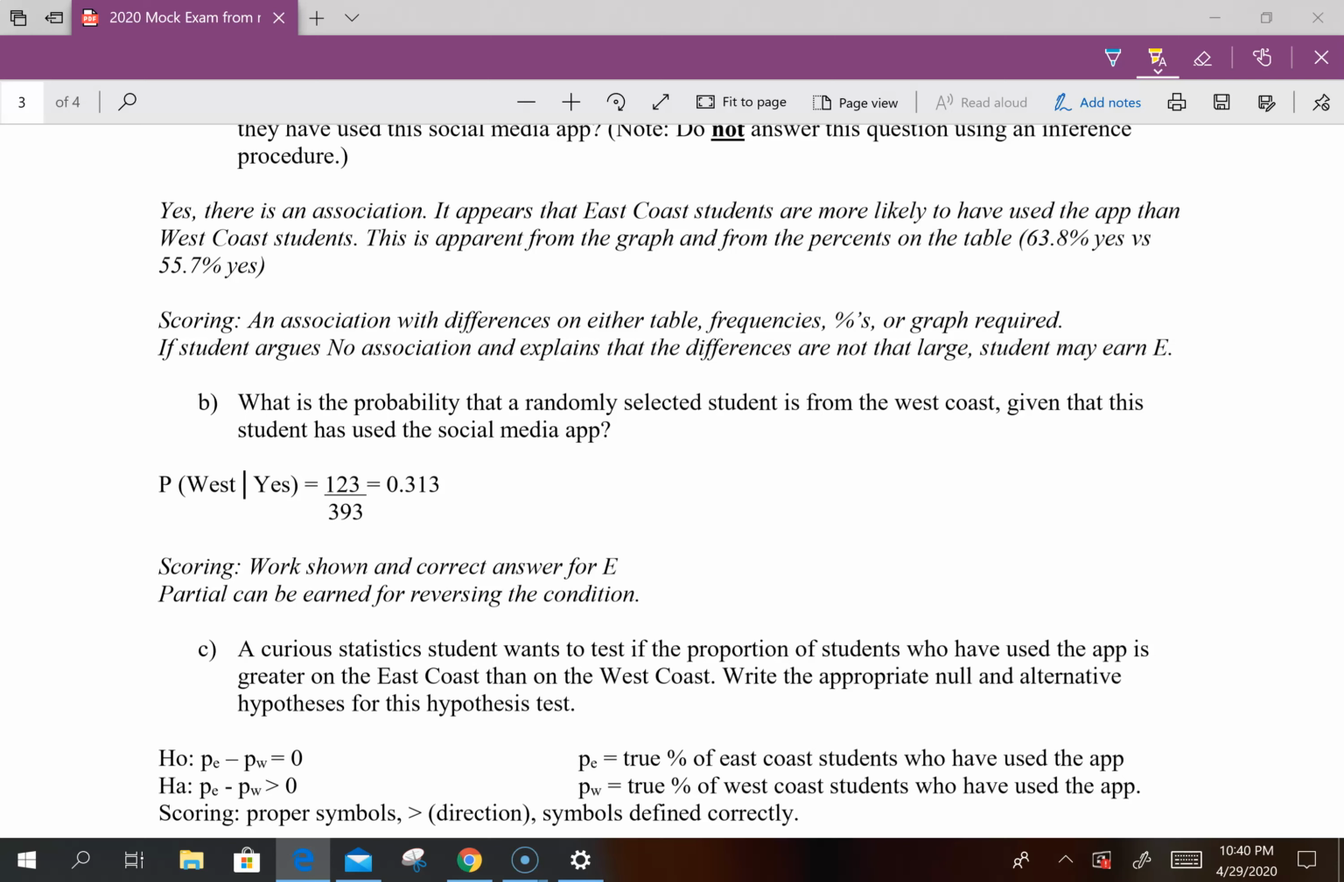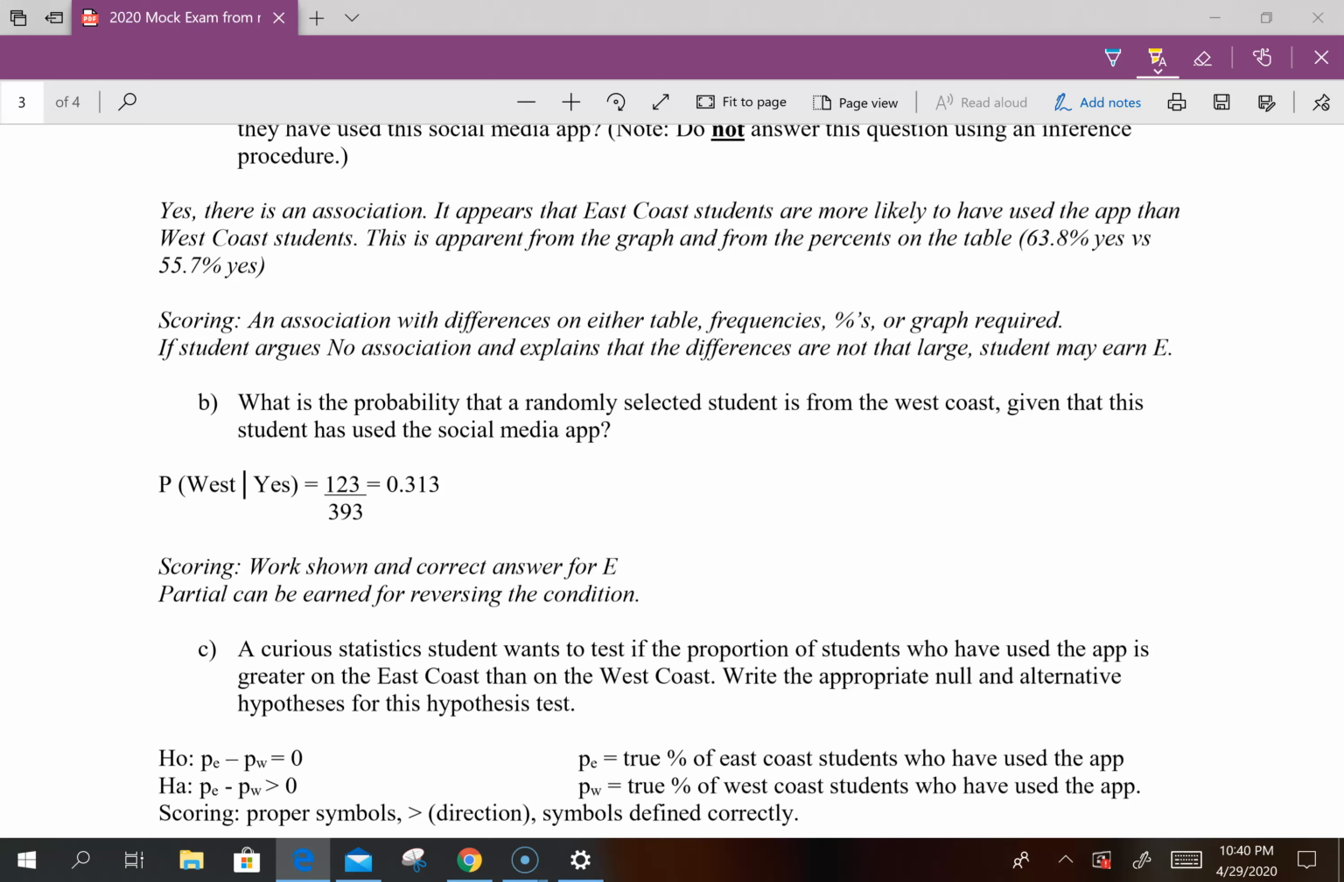So in this one, it says, curious statistics student wants to test out if the proportion of students who have used the app is greater on the East Coast than on the West Coast. Write the appropriate null and alternative hypotheses for this hypothesis test. All right, so for the null, I've got PE minus PW, and that would equal 0, because the null hypothesis would be that there is no change. There is no difference between the two. Second one is saying that it's greater on the East Coast than on the West Coast. So if you were doing your subtraction, East Coast minus West Coast would give you a positive number, and so it has to be greater than 0.